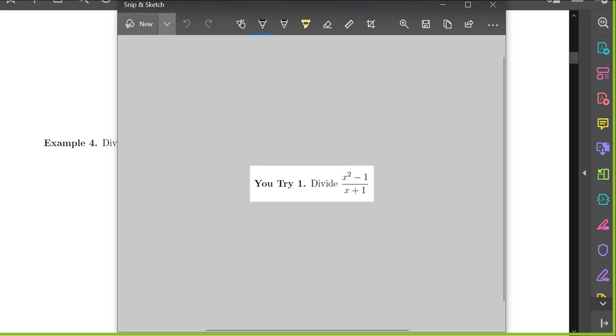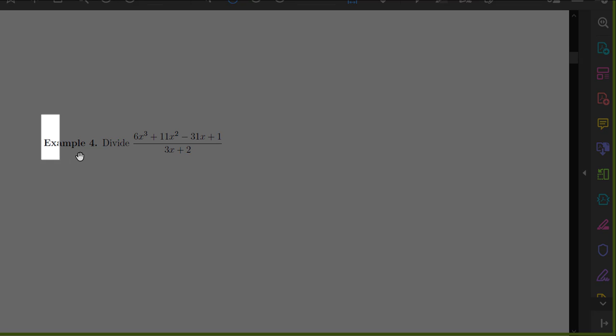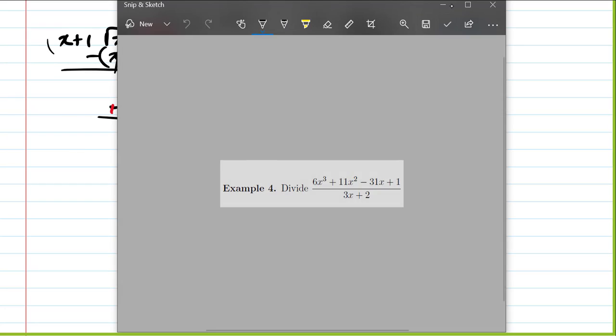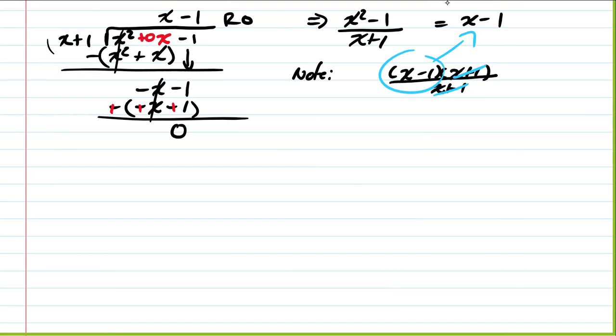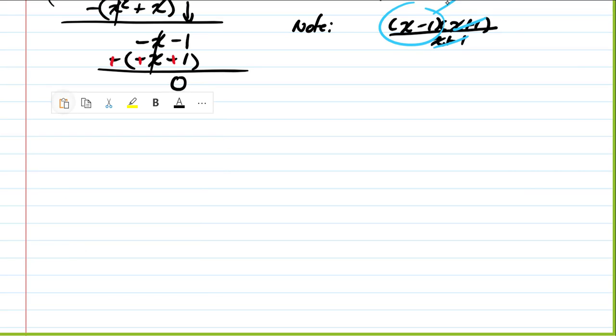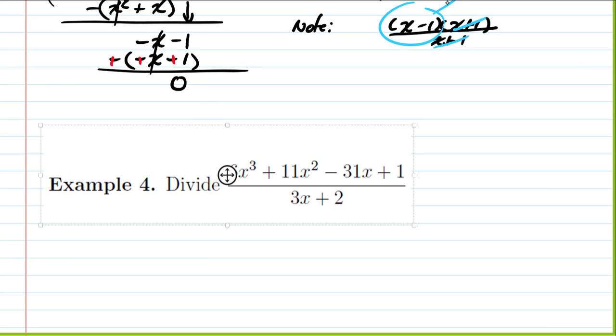All right. So let's take a look at example number 4. So this time we have a degree 3 polynomial divided by a degree 1, or a linear. So a cubic over a linear.